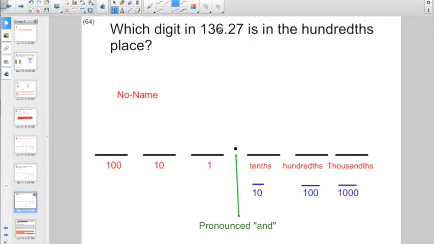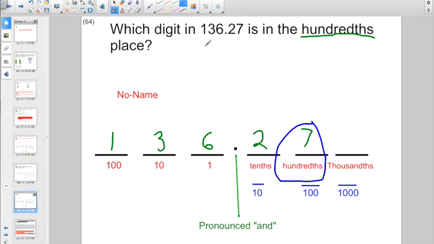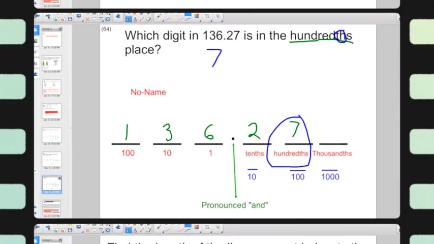Check out this guy. Which digit in 136 and 27 hundredths is in the hundredths spot? So if I put them all in there, 136 on my no-name side and 27 hundredths, which digit is in the hundredths spot? That's going to be the 7, right? Which digit is in the hundreds spot? That's the 1. Be really, really careful about reading the TH at the end of the numbers.